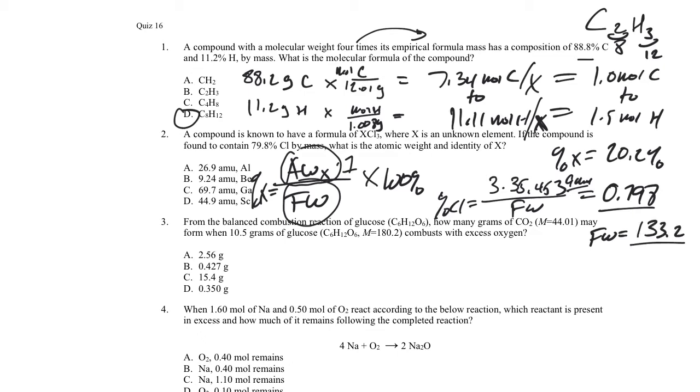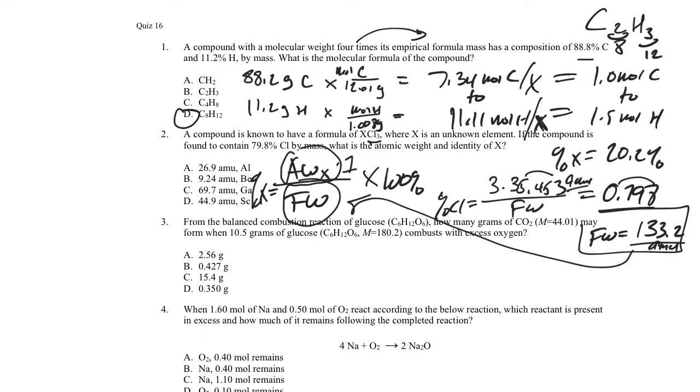So if I know there's 3 chlorines, and I know their mass, and I know the percent chlorine by mass, I can work out the formula weight of the compound as 133.2 AMU. And then I can feed this back in over here, and then solve for the atomic weight of X.